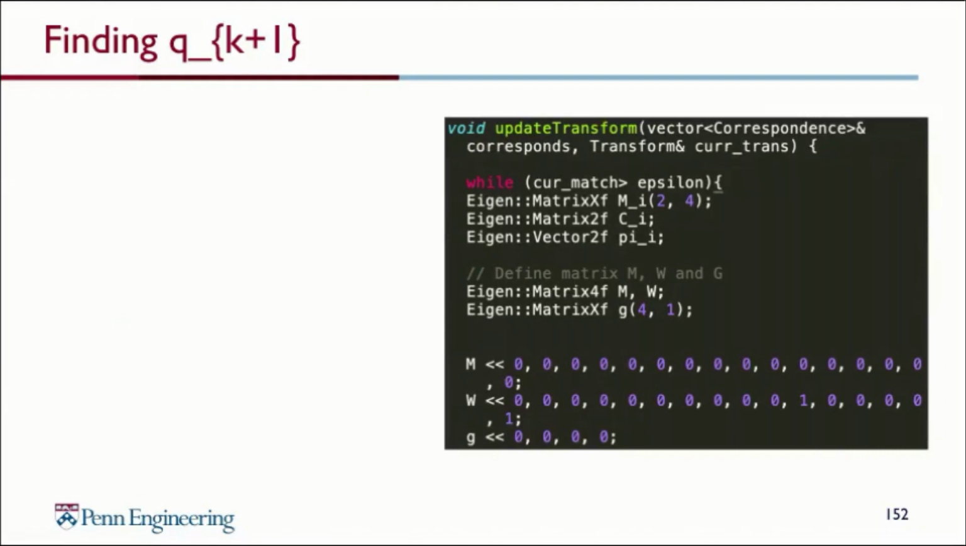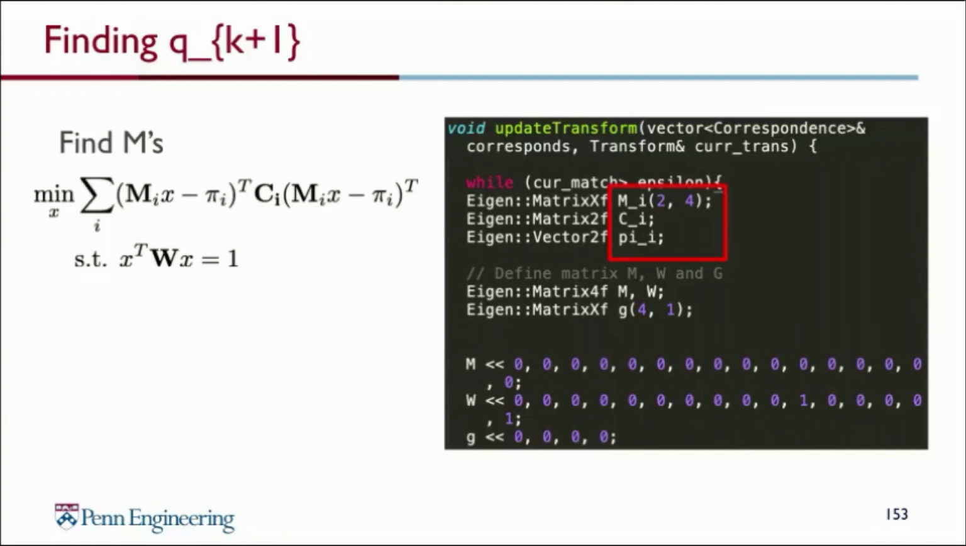Now, in order to find the solution to the optimization problem, which we derived before, we implement the computations in the update transform function. The first step is to define the M, C, and W matrices for the objective function and the constraint. Note that we're using the C++ library Eigen in order to define these matrices and the matrix observations.